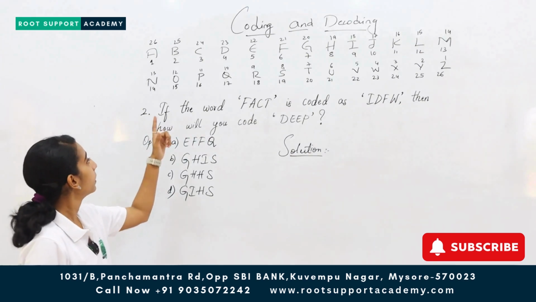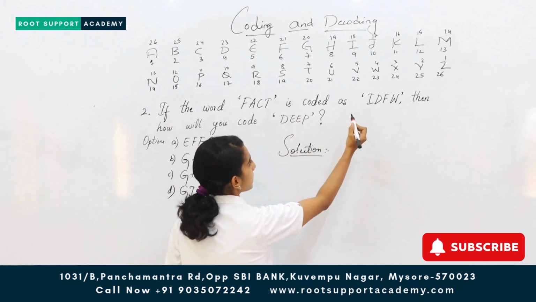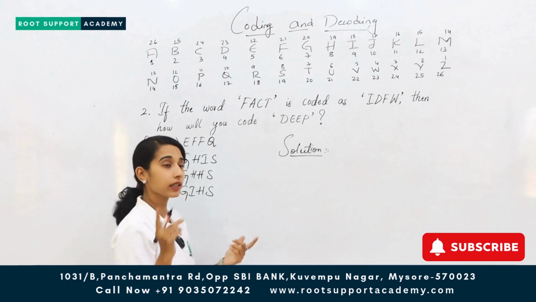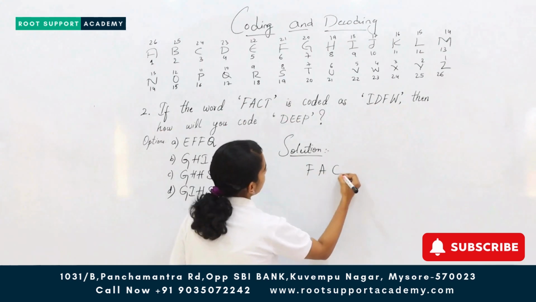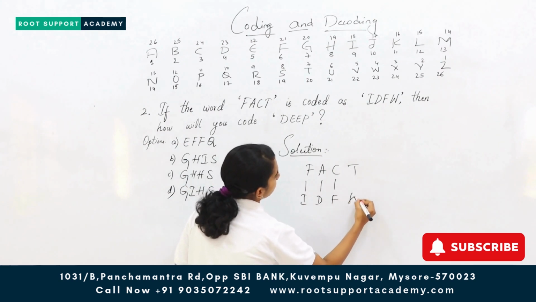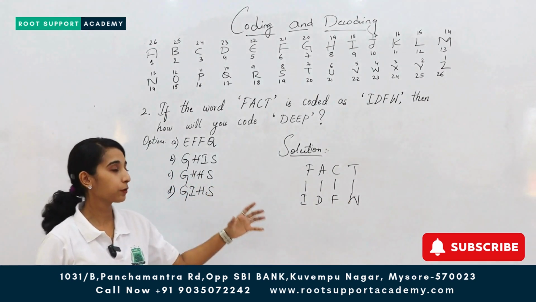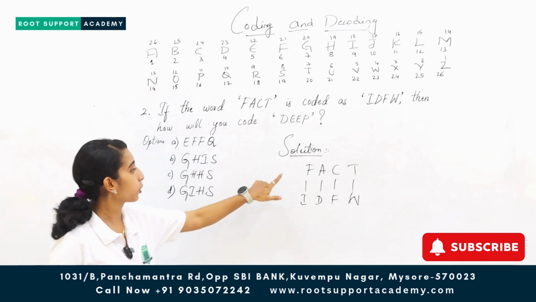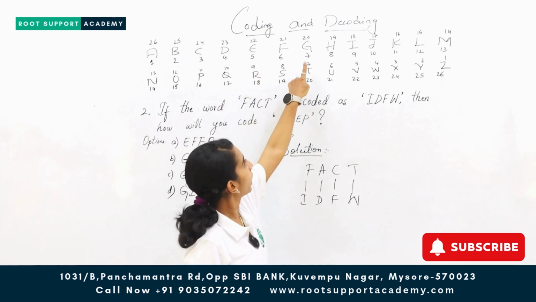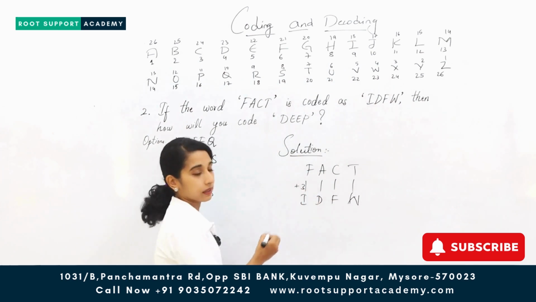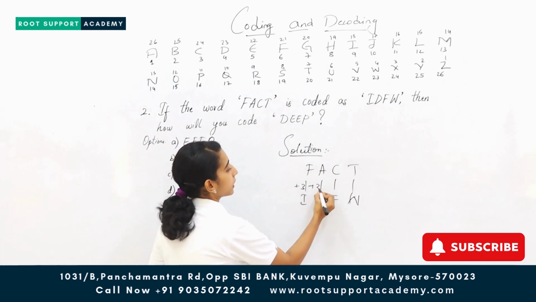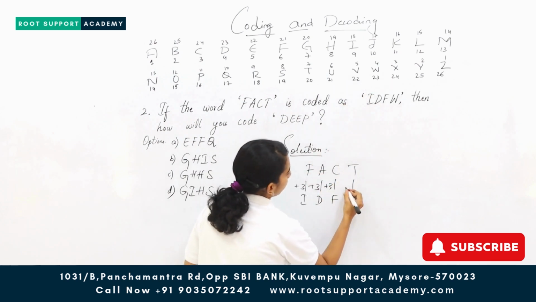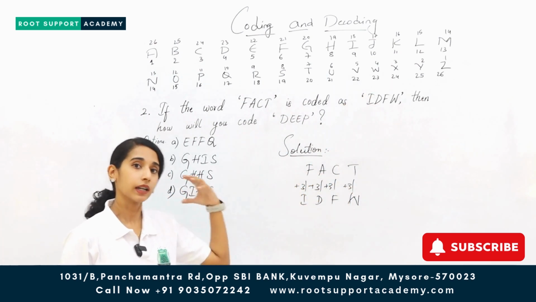Okay, so next we have, if the word fact is coded as IDFW, then how will you code deep? Let's solve it using the same method. F-A-C-T is coded as I-D-F-W. So we have to first understand which series they have used here: +3. F plus 3, counting 1, 2, 3, you get I. Again, A +3 you get D, C +3 F, T +3, counting 1, 2, 3, you get W. So here they have continuously used the +3 series.